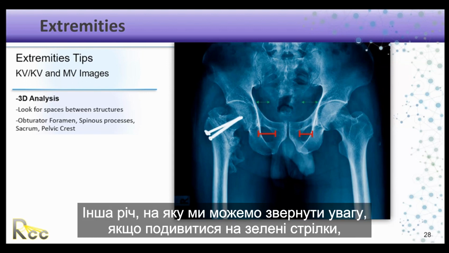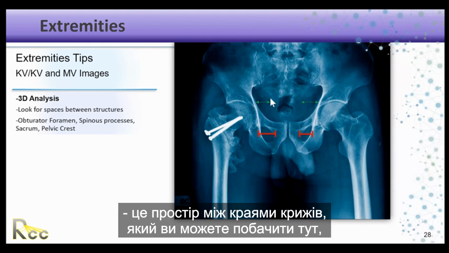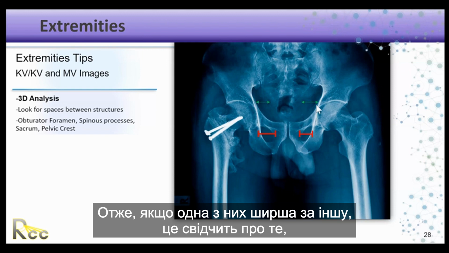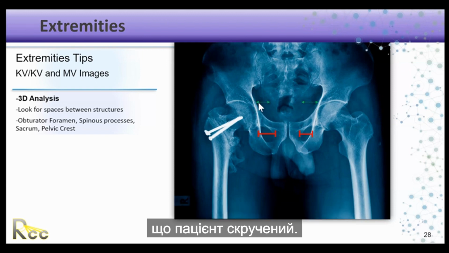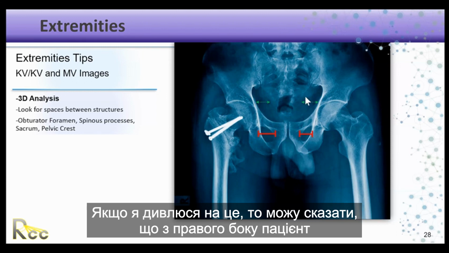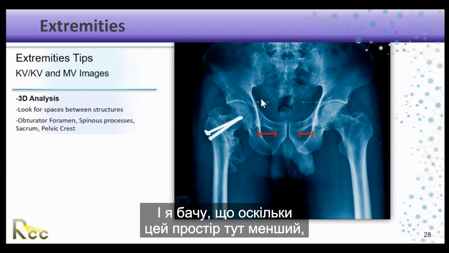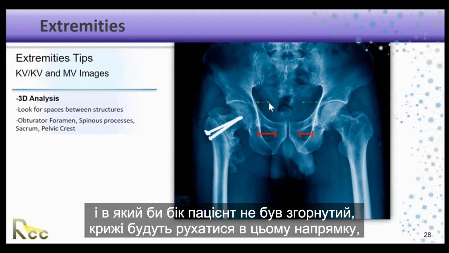Another thing we can look at, if you look at the green arrows, is the space between the edges of the sacrum, which you can kind of make out here, and the inside of the pelvis wall here. So if one is wider than the other, that's an indication that the patient is rolled. If I'm looking at this, I can tell that on this right side here, the patient is rolled up a little bit more. And I can see that because this space here is smaller.